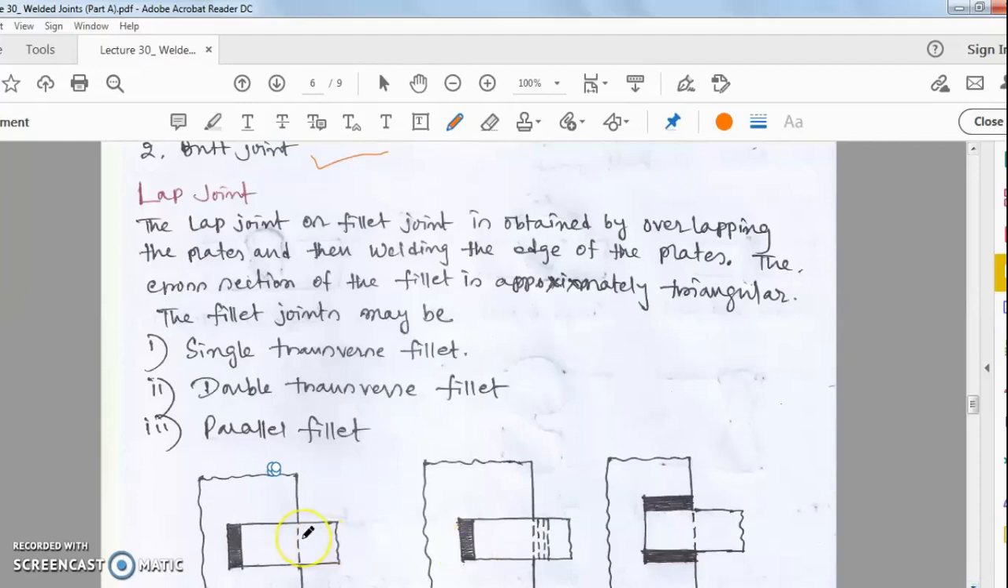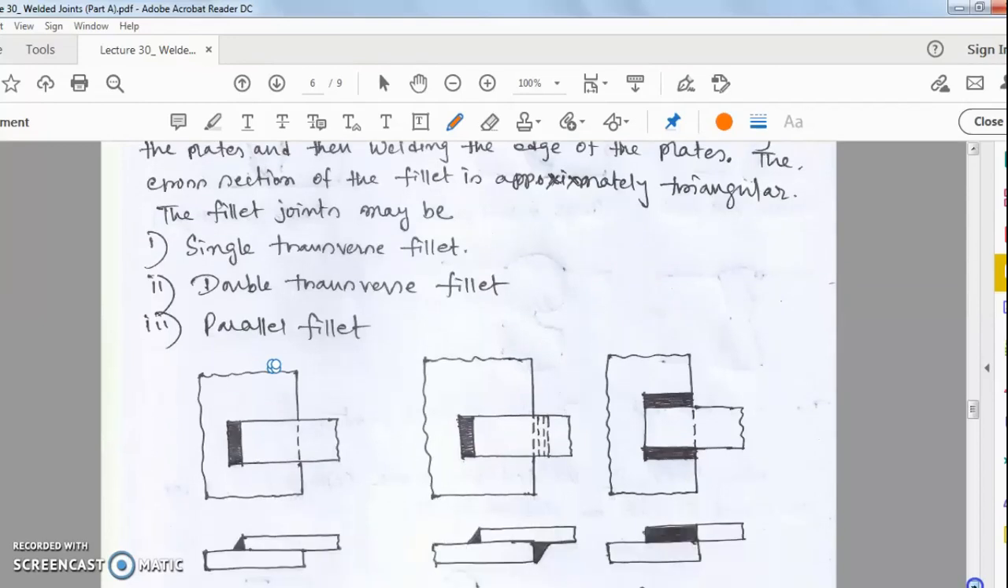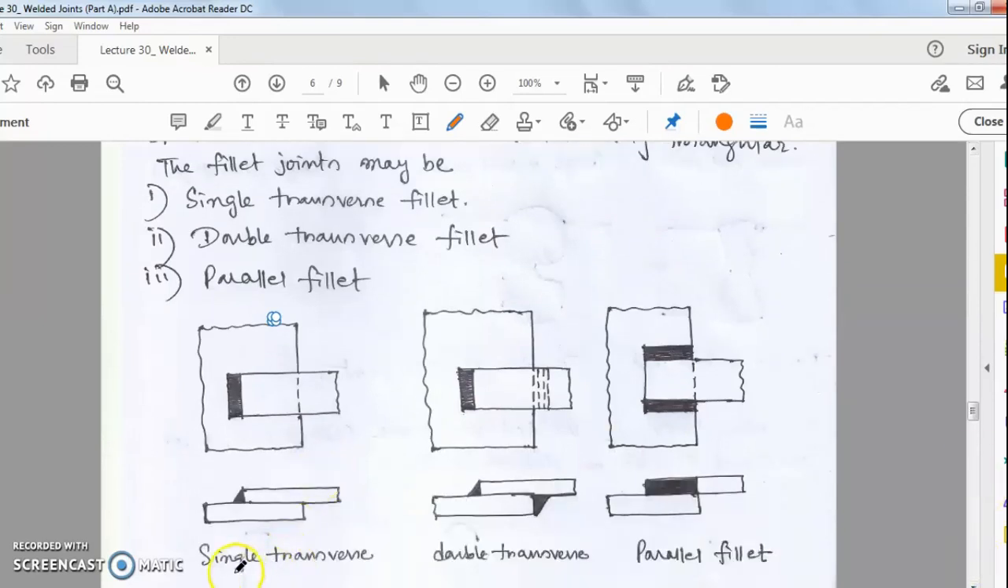Here you see this is the lap joint. This is the lap joint. That means one metal is placed above another metal.